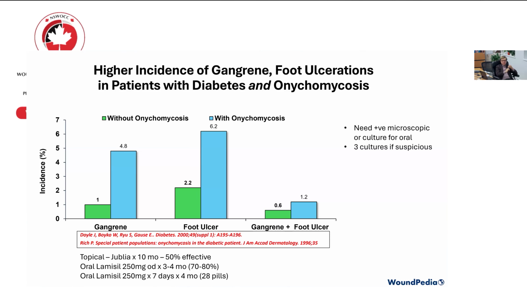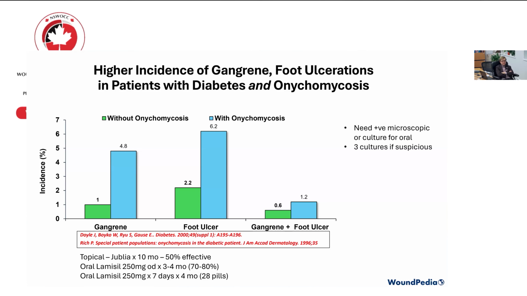And for a positive, you need either a positive microscopic or culture. If you're really suspicious, you might have to do the culture 2 or 3 times, but you need a healthcare professional that can order tests. This may be a nurse practitioner, maybe a physician, physician assistant, etc.